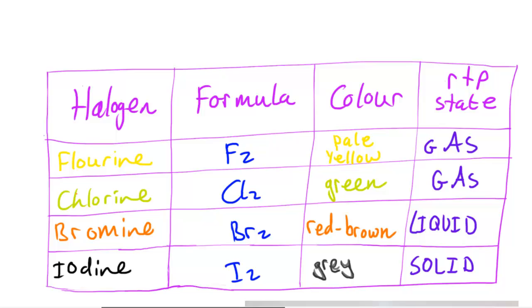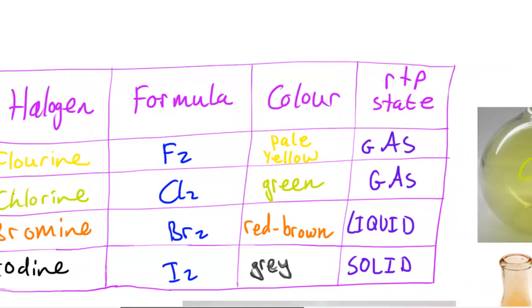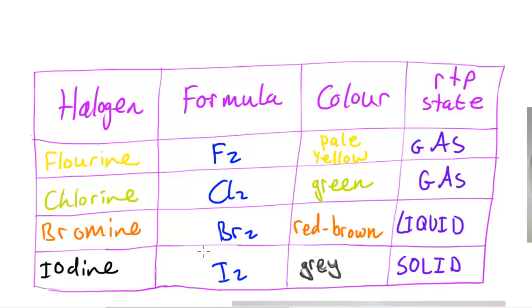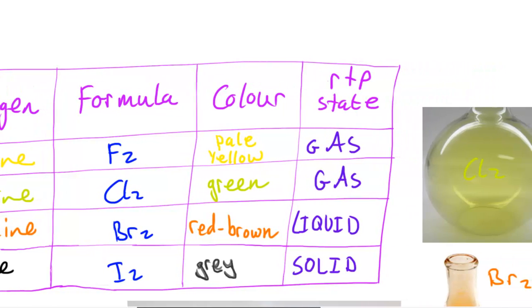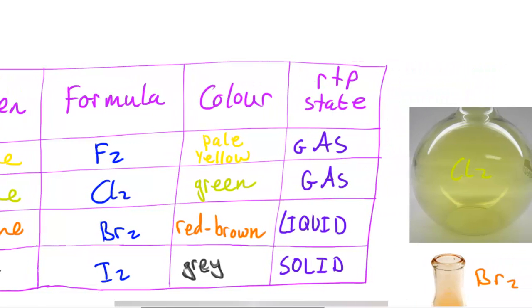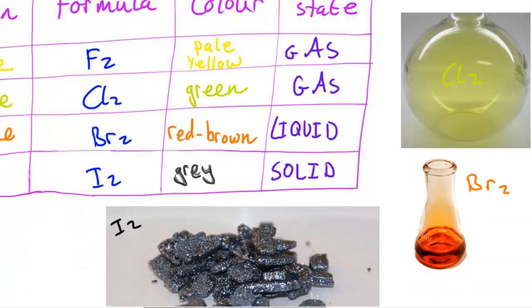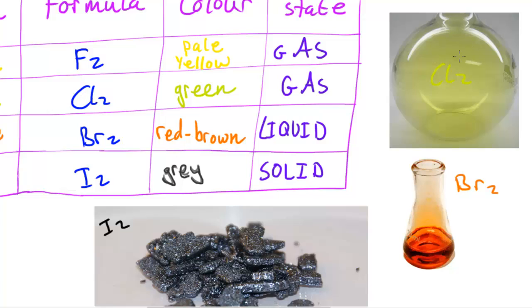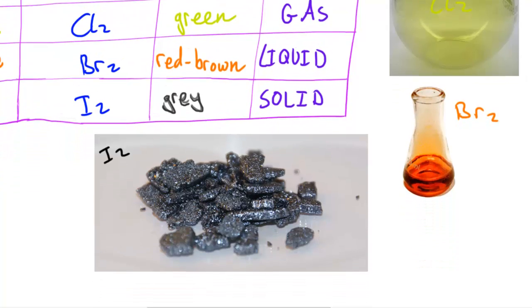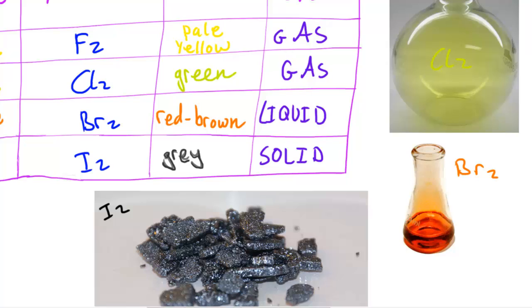And I've got a couple of pictures here of some of these halogens. I don't have fluorine. Fluorine is an extremely dangerous gas, so I found it quite a task to find pictures of fluorine. I couldn't find any. But anyway, I've got chlorine here in this round flask, and as you can see, it's a greenish yellowish sort of gas. It's a gas at room temperature and pressure.